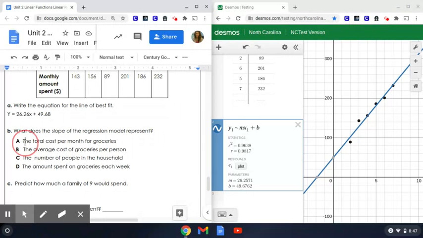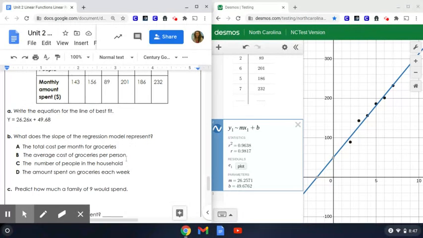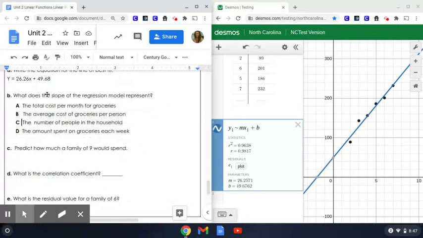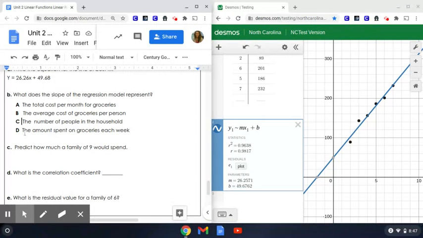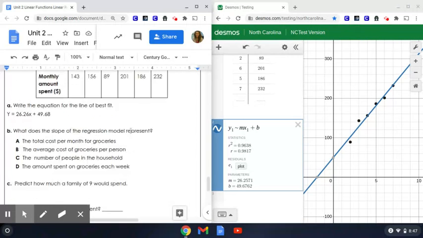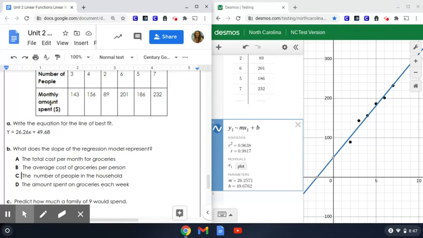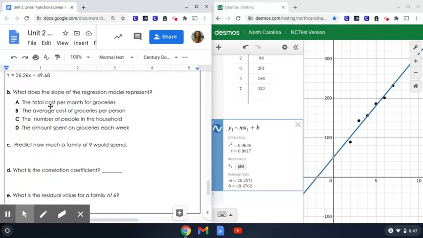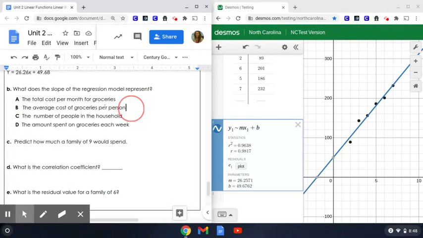So our answer choices show the total cost per month. That is incorrect. The average cost of groceries per person, that's what we're looking for. And then just to read through the rest of the answer choices, the number of people in the household is going to be the X. That's not what we want. And then the amount spent on groceries each month, that's going to be our Y value. So our best answer is answer choice B.